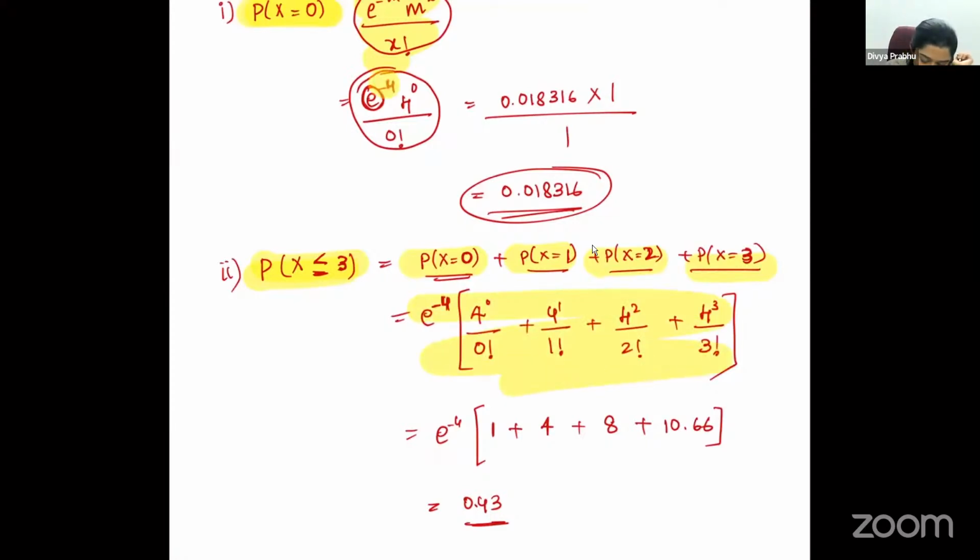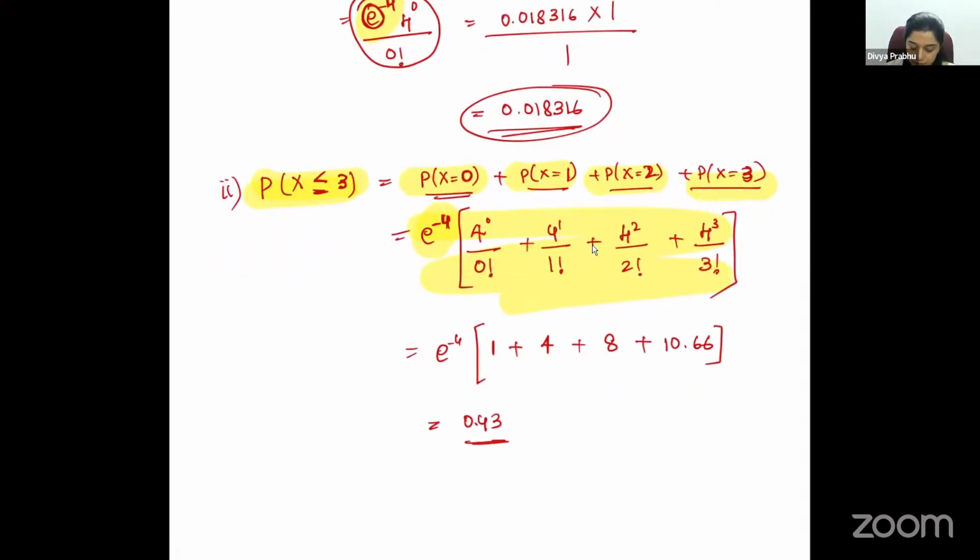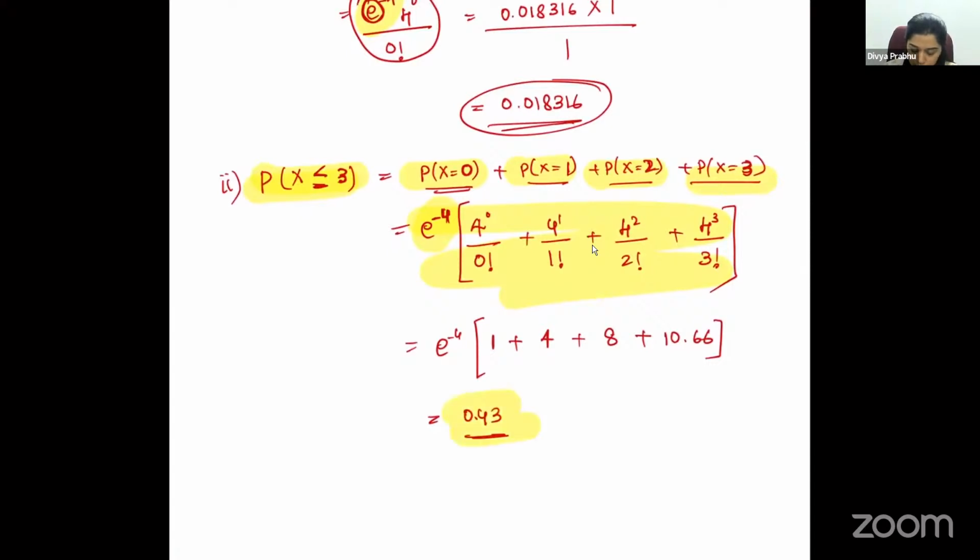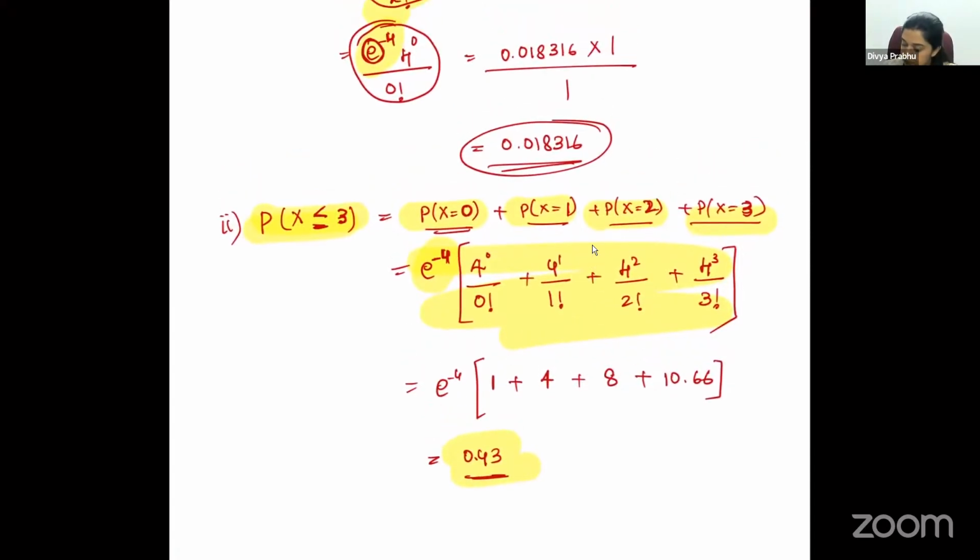Remember, in the formula, this is always common. So you can take it outside. Got it? If you want, try without taking it outside. Then you will realize that e to the power minus 4, basically e to the power minus m, is common for all of them. Okay? So 0.43 is the answer. Got it, everyone? Done? Can we proceed?